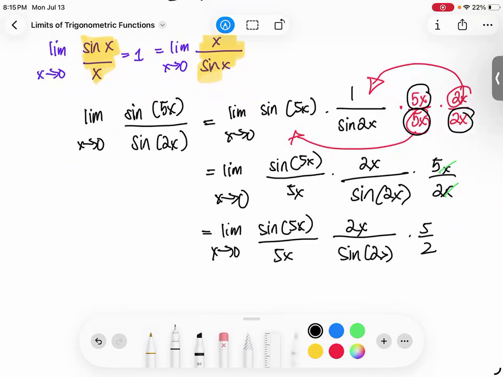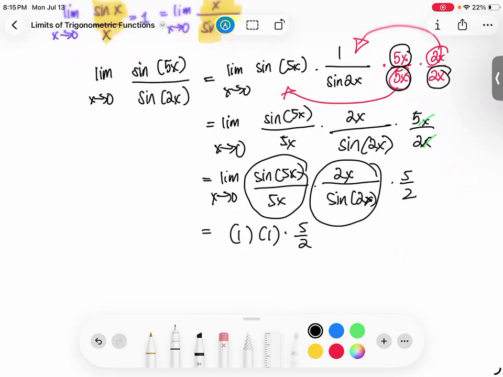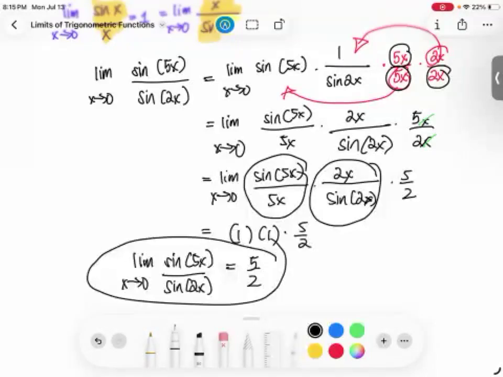Now, this is just equal to 1. The limit of this is equal to 1 times 1. So this is 1 times 1 as well, because 2x over sine of 2x, the limit of that is also 1, times 5 over 2. Hence, the limit of sine of 5x over sine of 2x as x approaches 0 is equal to 5 over 2. This is the limit. Okay, now let's move on.